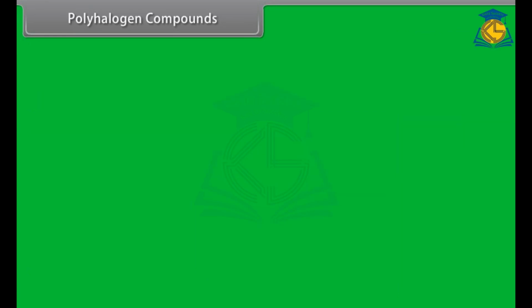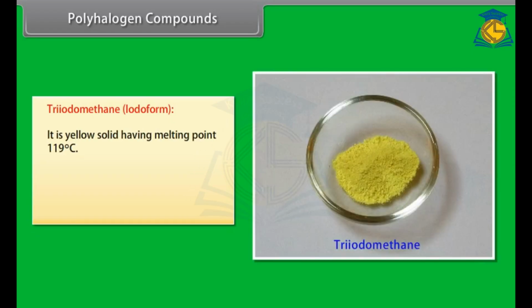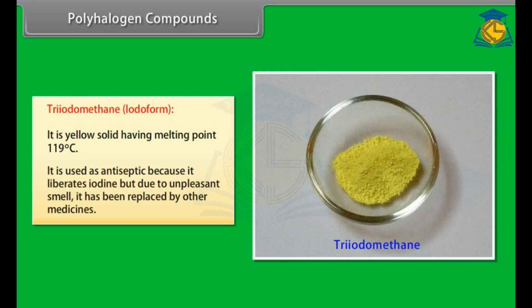Polyhalogen compounds. Triiodomethane, iodoform. It is a yellow solid having melting point 119 degrees Celsius. It is used as antiseptic because it liberates iodine, but due to unpleasant smell, it has been replaced by other medicines.